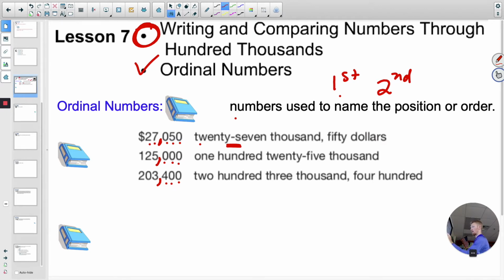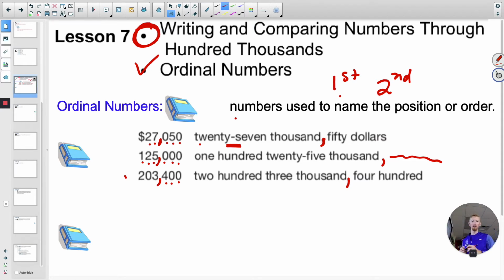So we have 27,000, comma, 50, all right? Or in the other one we have 125,000. You didn't need a comma because there was nothing you wrote over here. Or with the last example, you have 203,000, comma, 400, all right? You never use an and, never ever use an and.